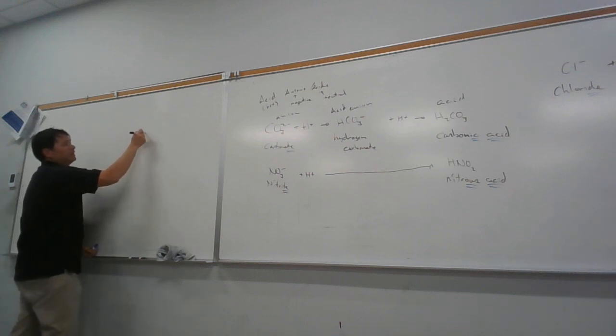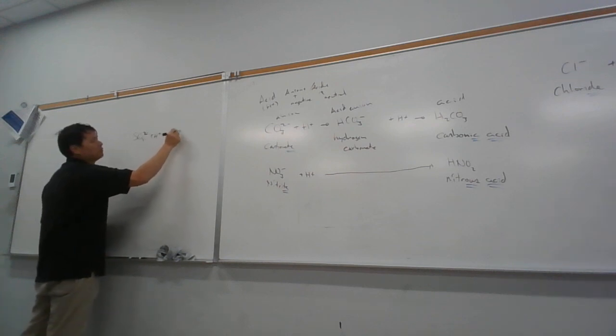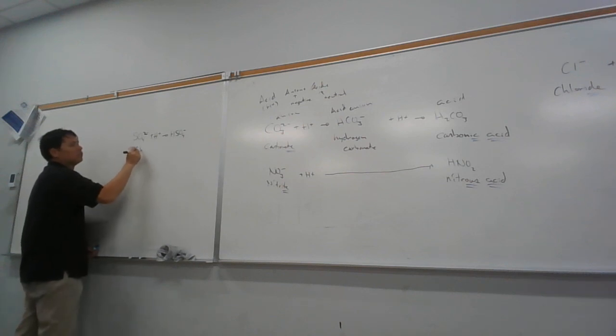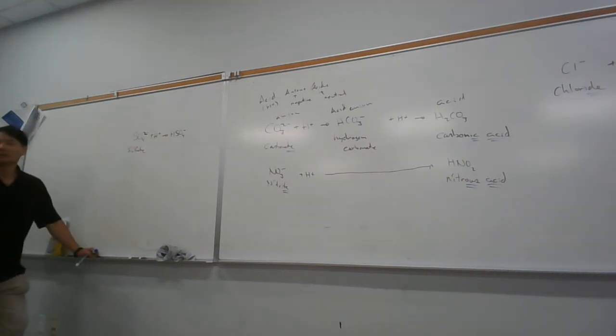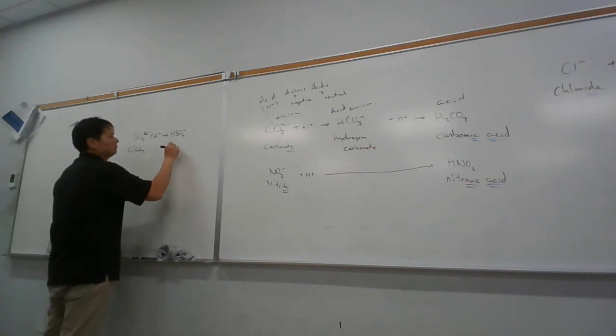So if I have sulfate, I add one H plus, I form HSO4 minus. So this is sulfate. What do I call this? Hydrogen sulfate ion.